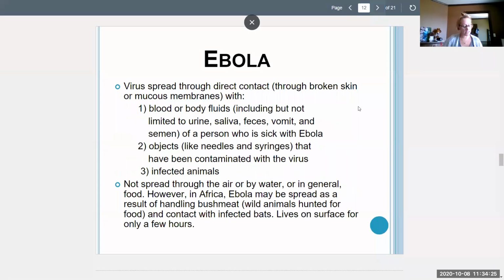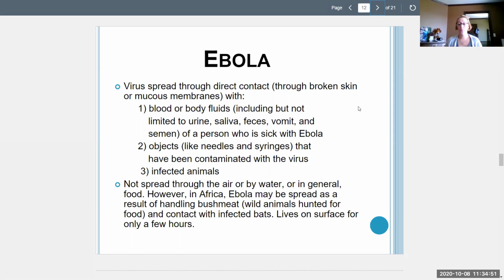All right, so then we have Ebola. Ebola is a virus that's spread through direct contact through broken skin or mucous membranes with blood or body fluids, including but not limited to urine, saliva, feces, and vomit of a person who is sick with Ebola. Also other objects like needles and syringes that have been contaminated with the virus, and infected animals. So it's not spread through the air or by water or in general food.